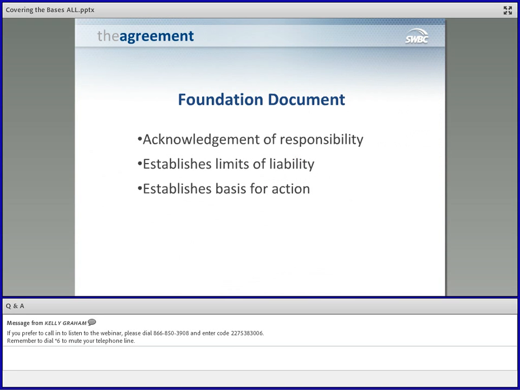So the first step in any professional relationship is obviously the legal agreements. Once you decide that you're going to sign up an investment advisor or an outside provider of any kind, you're going to need to get those legal agreements in place. These agreements are the foundation document for how the relationship will work and who is going to be responsible for things in the end. It should indicate an acknowledgement of fiduciary status. It should establish limits of liability and a basis for action. We're going to take a closer look at each of these three different items and what you need to look for in this foundation document of the agreement.